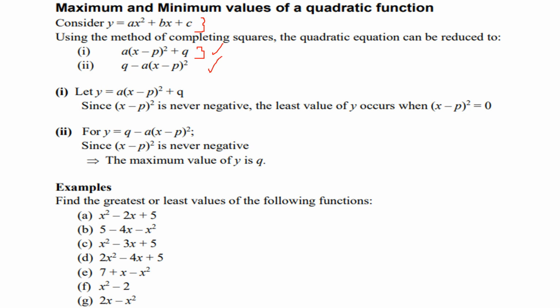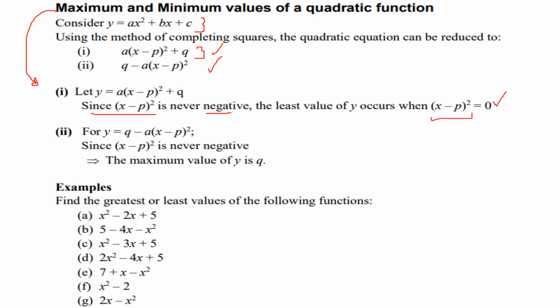Now Roman number 1, we are saying that to get minimum or maximum values, you let the squared component after completing the square be equal to 0. So that's the reason for this statement. Since the squared component, which is our squared bracket, is never negative, the least value of y always occurs when the squared bracket is equal to 0. So that's when you get the minimum or maximum value of y.